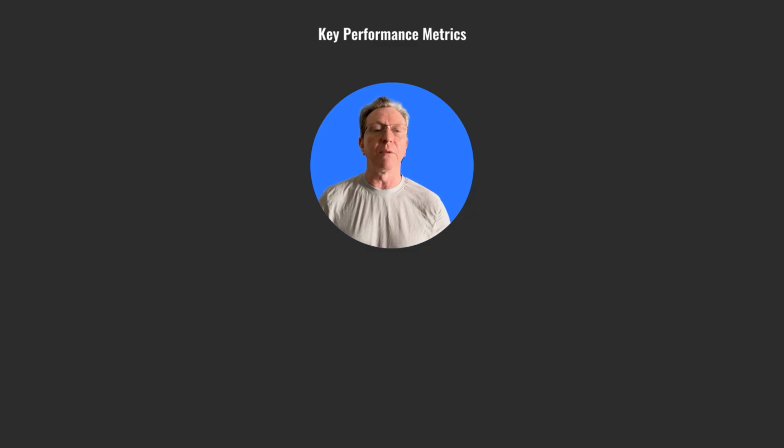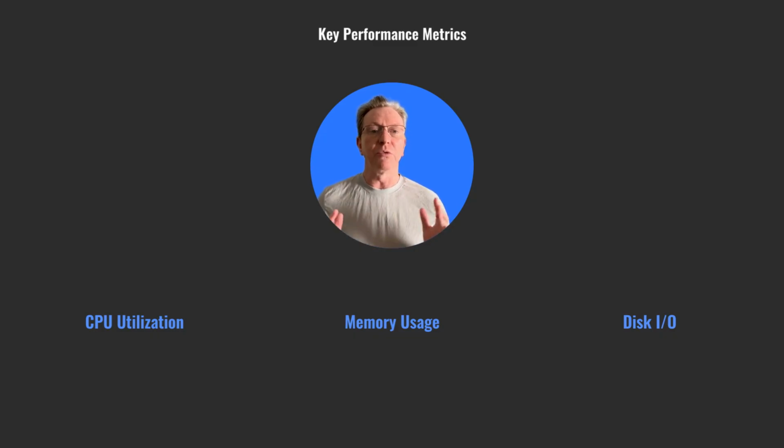Let's dive into key performance metrics: CPU utilization, memory usage, disk I/O, and network bandwidth. Monitoring these helps pinpoint bottlenecks. Establishing performance baselines is crucial for comparison. These metrics guide us in optimizing Linux systems effectively.